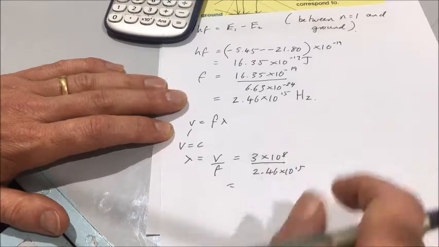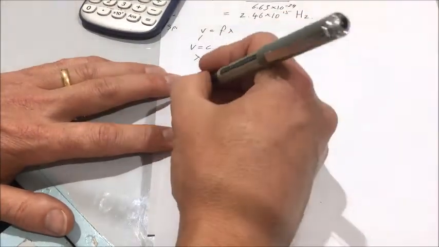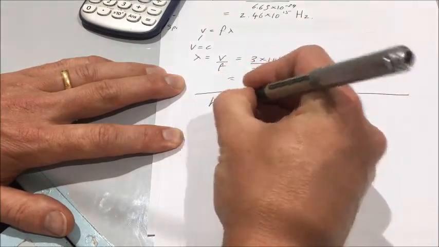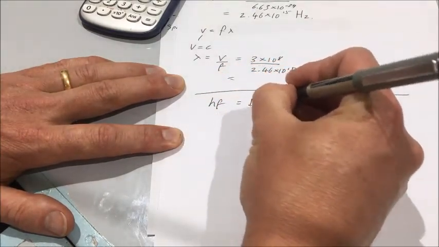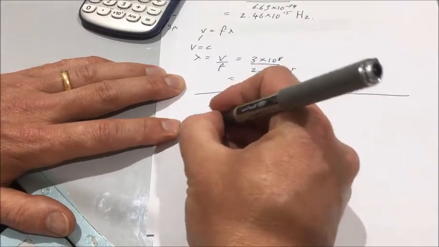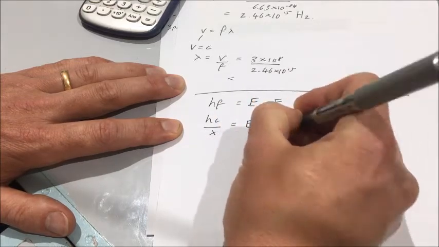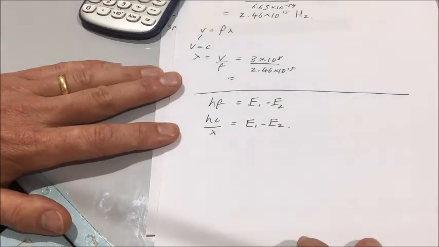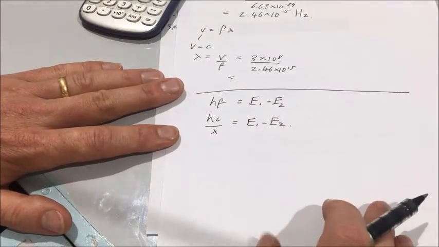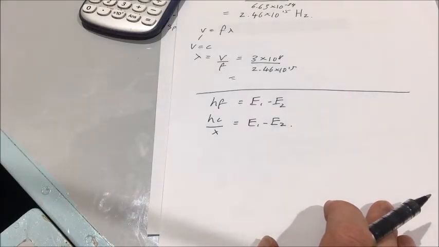So another thing that I can do is, if I get wavelengths instead, instead of having hf equals E1 minus E2, it could be hc over lambda equals E1 minus E2. And then I can work out lambda instead. So first key things to look out for with any of these questions is probably that it may be written in electronvolts and it may be written in joules, so do be careful of that.